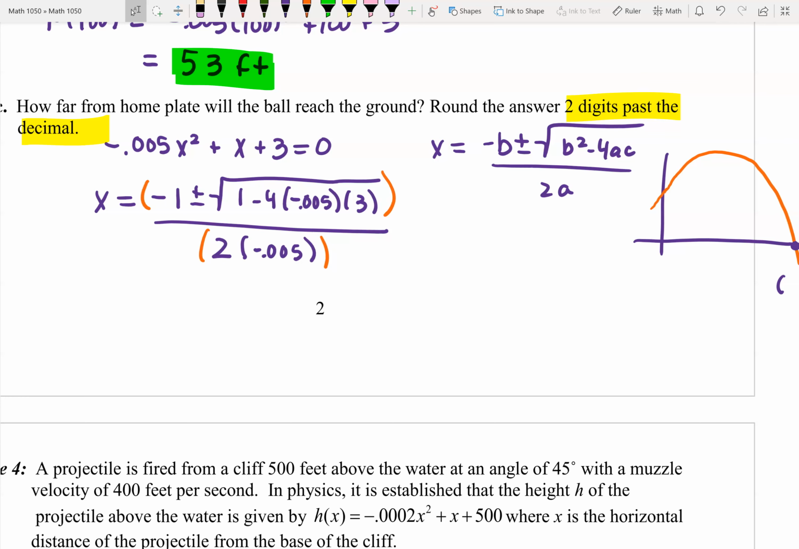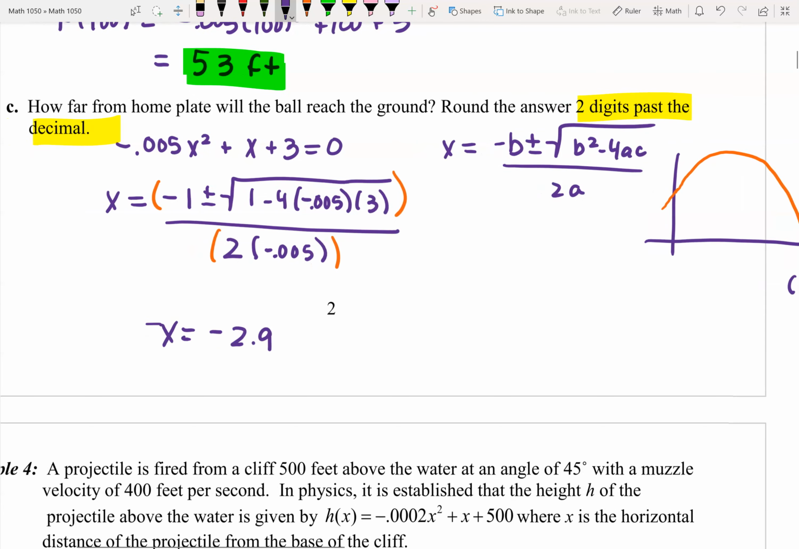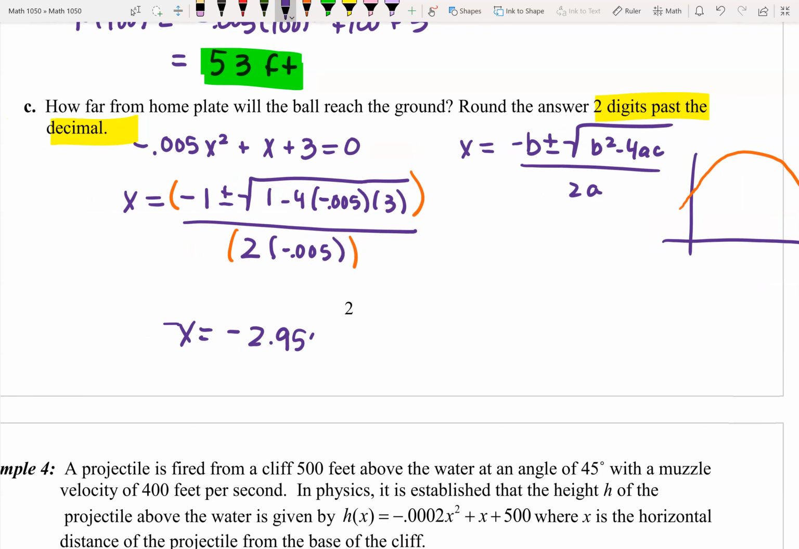Am I done with closing parentheses? I have to do one more for the, tell me, for the numerator, okay? And then hit divide, parenthesis, 2 times -0.005, close parenthesis, hit enter, and this is what you get. Okay, you get x equals -2.9. They want it 2 digits, and it's 956. So it's -2.96. Okay, I want you to draw an arrow right here, and I want you to put 3 close parentheses. Go right there, so you remember.